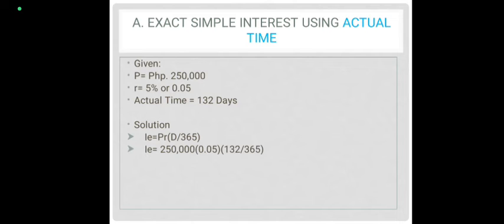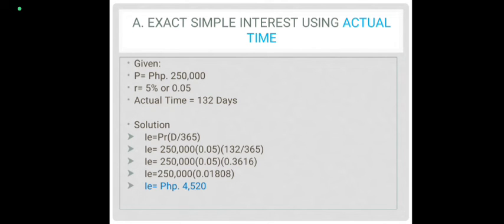So we need to divide first the 132 days divided by 365. So the answer is 0.3616. So we just also multiply that by 0.05. So the answer is 0.01808. So the total of the exact simple interest using actual time is 4,520. So that is our exact simple interest.